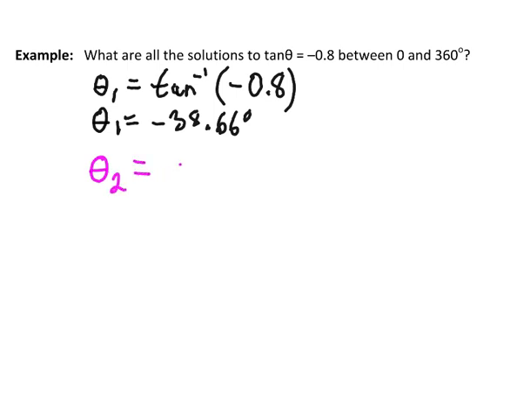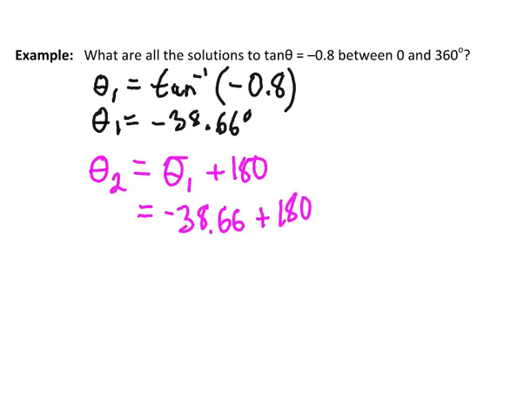All right, to get the next angle, theta 2, what we do is we just add 180 to that. So theta 2 is going to be theta 1 plus 180. So we take the negative 38, do watch the sign, and add 180 to it. And that gives me positive 141.34 degrees.